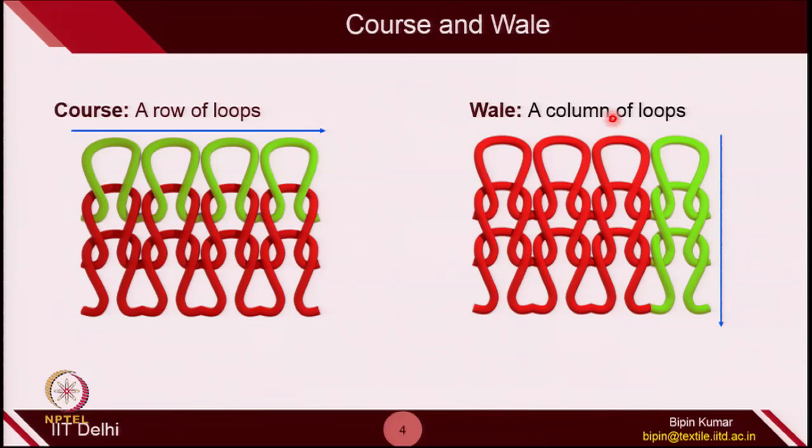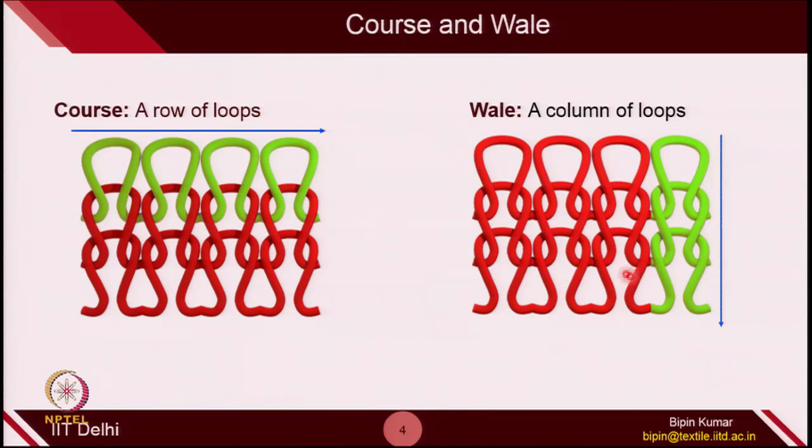The second two terms which are quite common in knitting are course and wale. A course is nothing but a row of loops. You can see here the green segments. All loops along a row are called a course. Right now you have 4 loops in one course, so we call it just one course of loops. Similarly, along the column side we call it wales. A column of loops is called a wale.